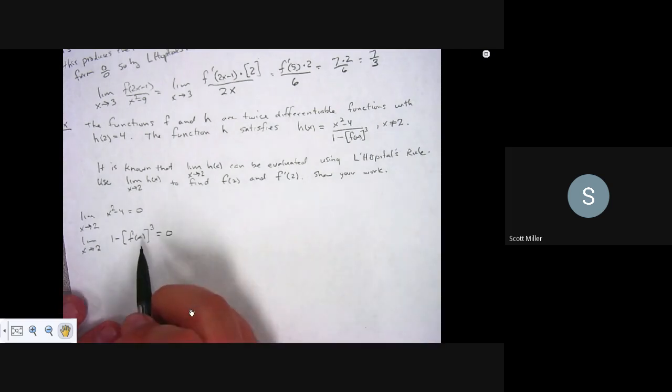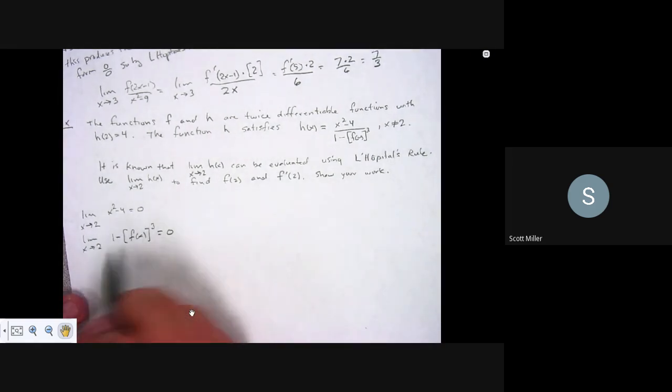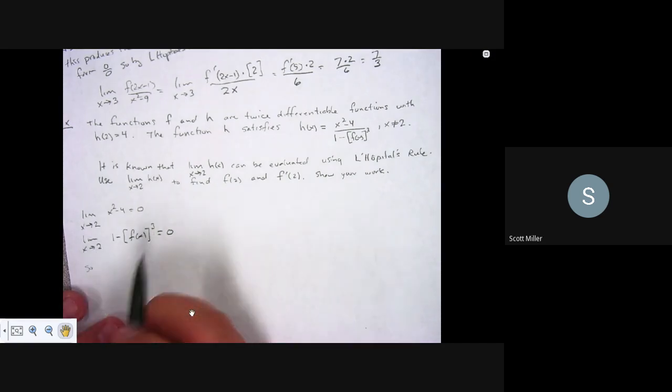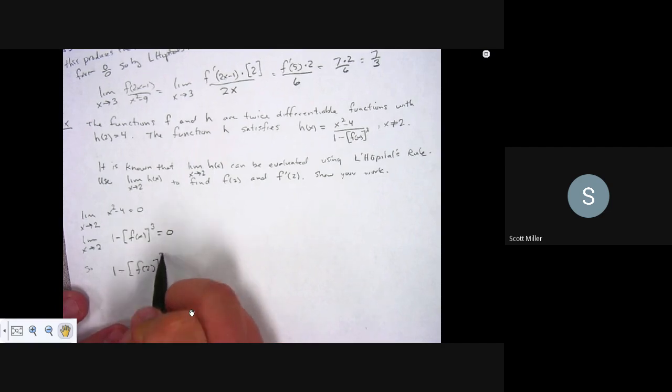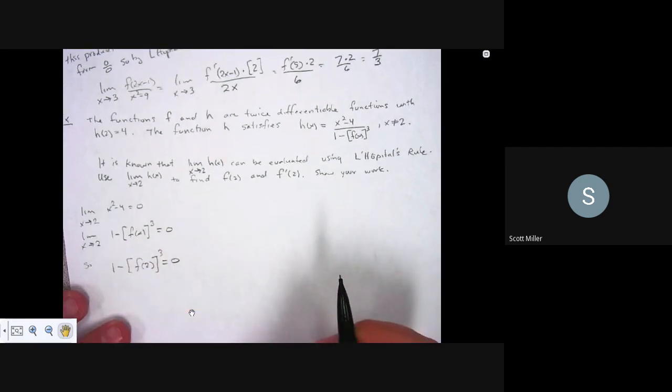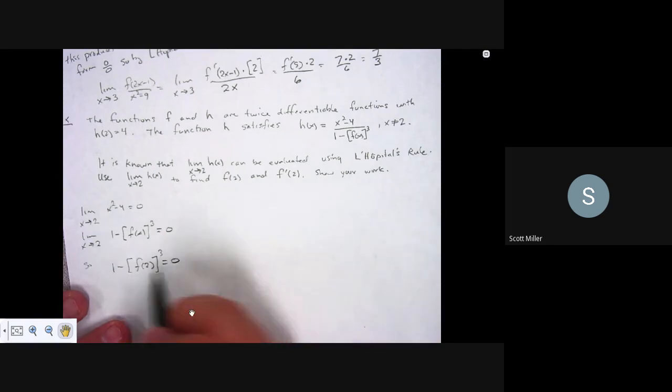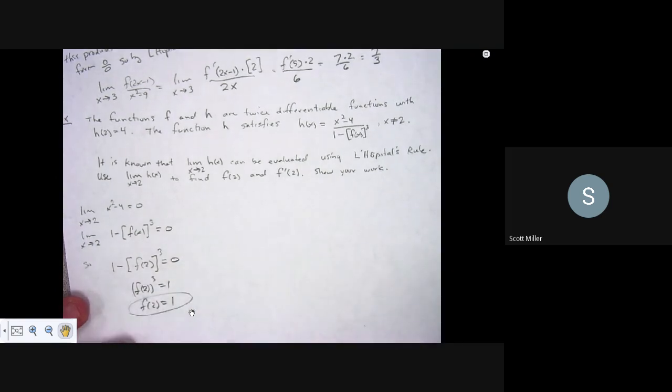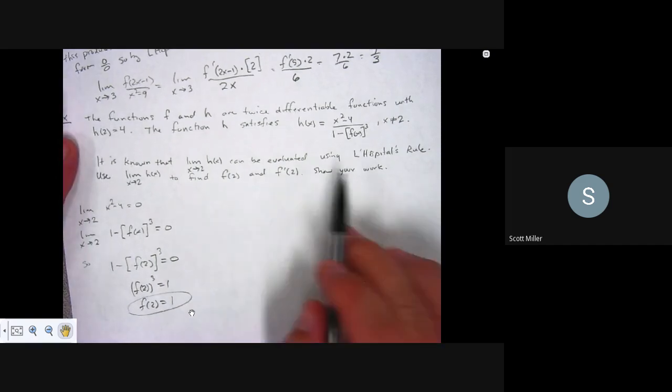So what does that tell me? For this one, because of the functions in here, I can plug in the 2 here and get a 0. So that means 1 minus f of 2 to the third must be equal to 0. Then solve for f of 2, and I'm going to get f of 2 to the third equals 1. So f of 2 must be equal to 1. I take the cube root of both sides, and now I have f of 2. All right? That's from that part that says that L'Hopital's rule can be used.